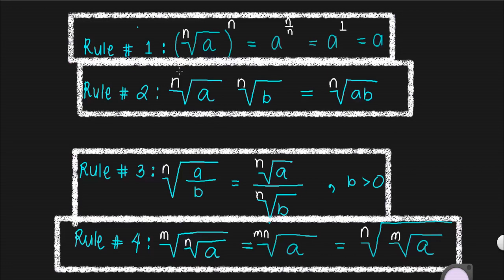Since you are now capable of writing expressions with rational exponents as radicals, let us now learn how to simplify radical expressions through the following laws on radicals. Let's assume that when n is even, then a is greater than 0.